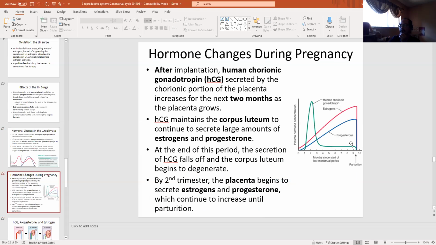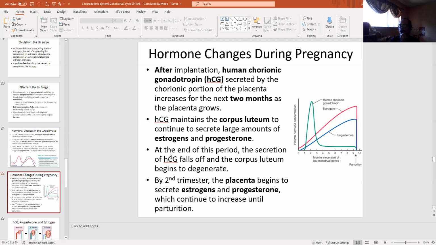So that's when, after its implantation, the placenta secretes the HCG. It will keep the corpus luteum functioning, not forever, but for 2 months. And after 2 months, the placenta is big enough that it will start to secrete its own estrogen and progesterone.